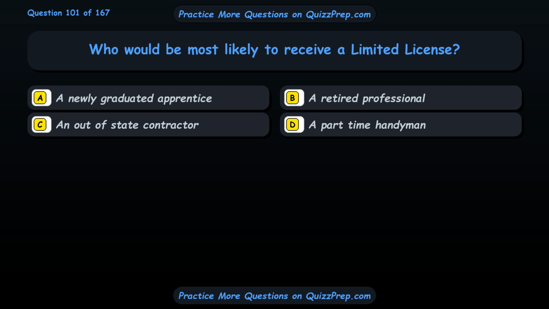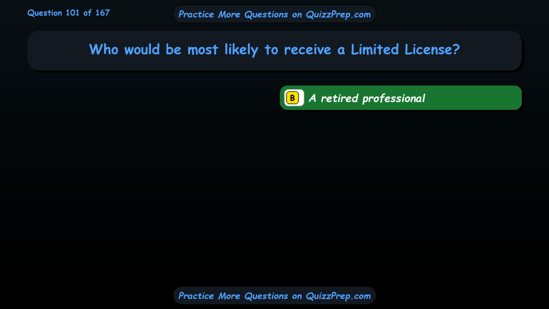Option C, an out-of-state contractor. Option D, a part-time handyman. The correct answer is option B, a retired professional.